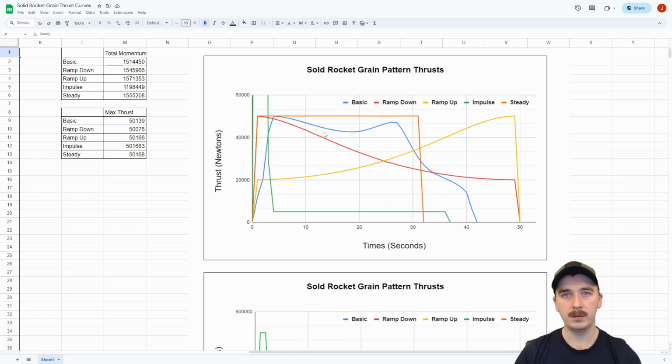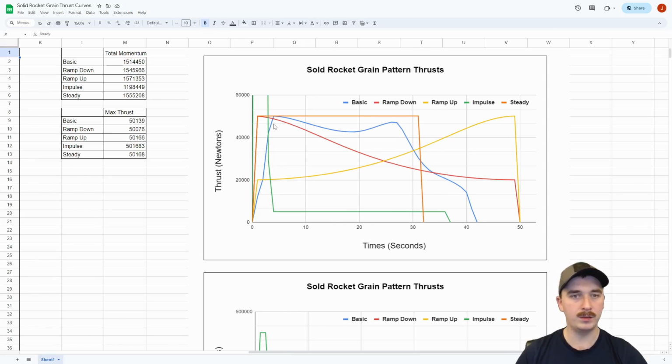The steady fuel grain does exactly what it advertises. It goes up to about 50,000, burns at a constant rate, absolutely no change, and then drops off at the end. And it also burned for the shortest period of time, which I'll get into in a minute here.